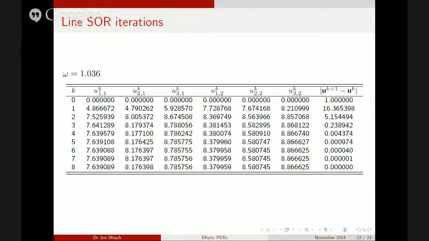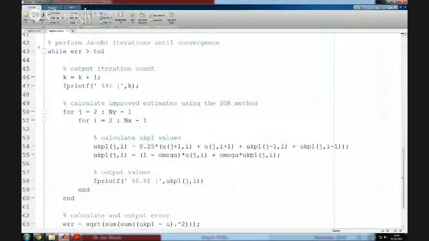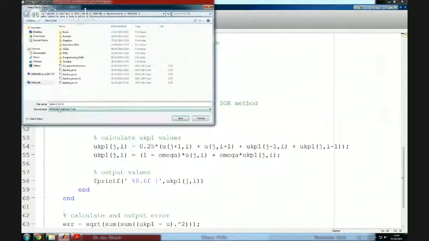Okay, so using line SOR, I'm going to edit our MATLAB program just to show you how we can do this. Now, this is a bit more involved with line SOR. We have to define our A, B, and C arrays. So I'm just going to save this as a different file and call it line SOR.